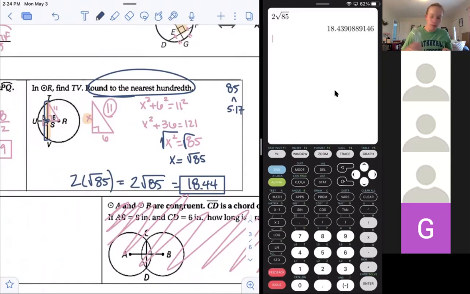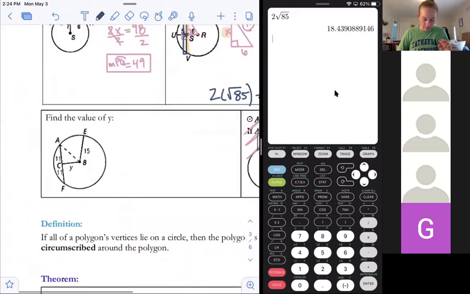Okay, we got one more problem like this, and then we got another theorem. Anybody any questions yet? Okay, let's look at the last one of this type.